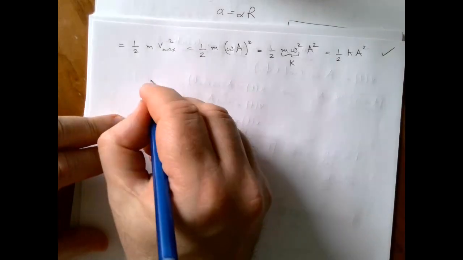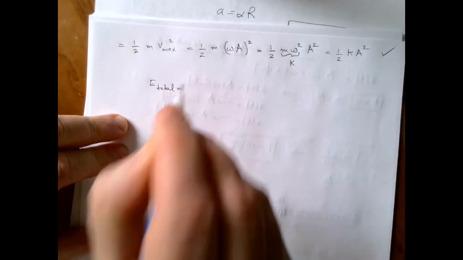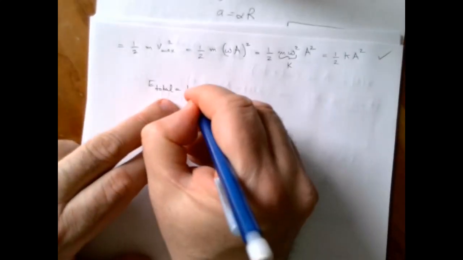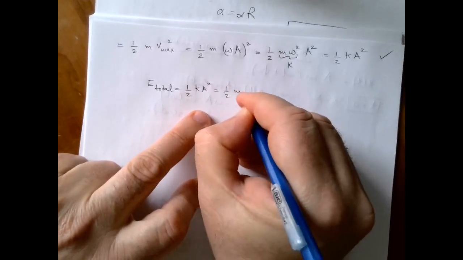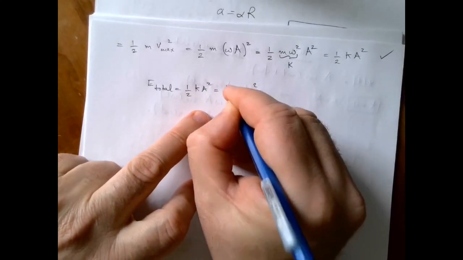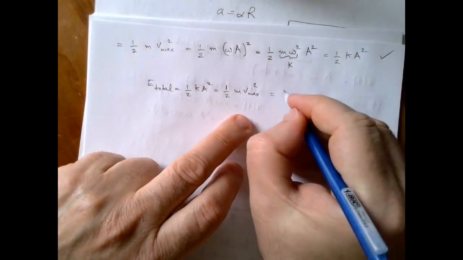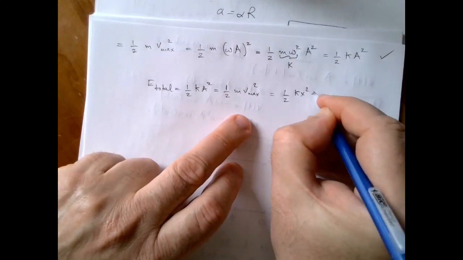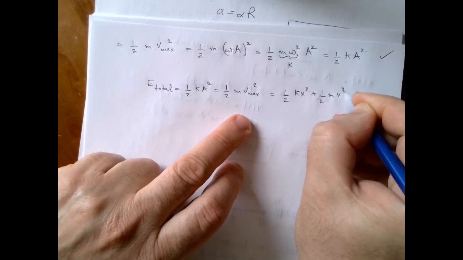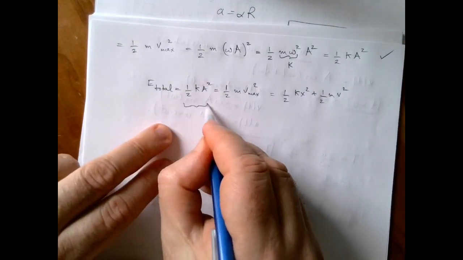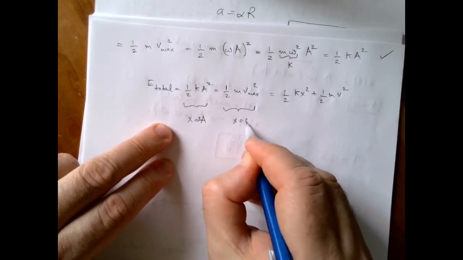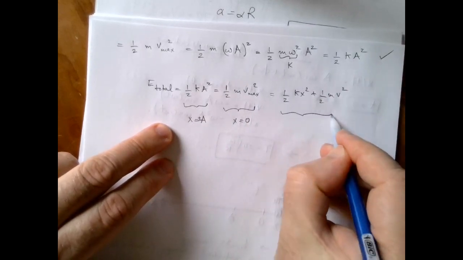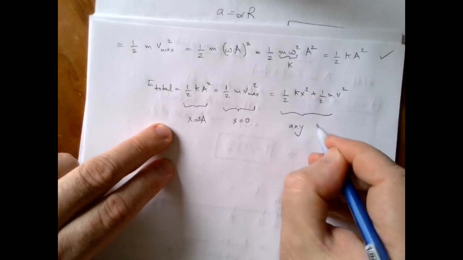So we can write the total energy is either 1/2 k A squared, or 1/2 m v max squared, or 1/2 k x squared plus 1/2 m v squared. The first term is when x is equal to A, plus minus A. The second term is when x is equal to 0. And the third term is for any random x.